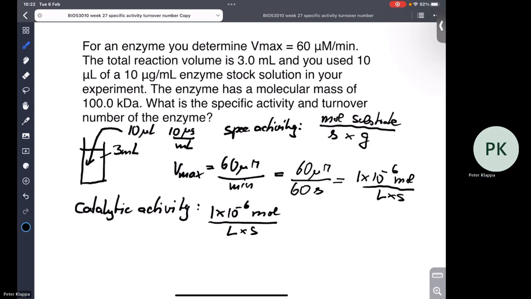And in order to get rid of the liter, we multiply it by the volume that we are dealing with, 3 times 10 to the minus 3 liters, because that is what we've got in our reaction chamber. You see the liters cancel out. And what we've got left is just simply, what have we got? 3 times 10 to the minus 3 times 10 to the minus 6, that is 3 times 10 to the minus 9 mole per second. So now we've got our catalytic activity.